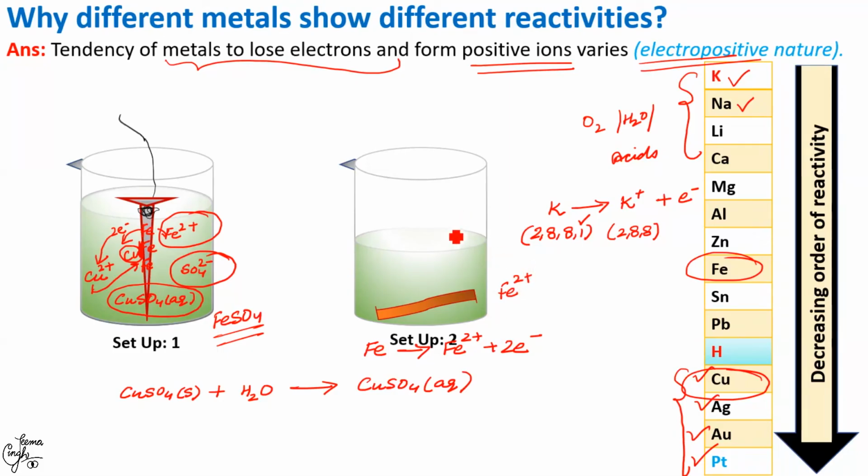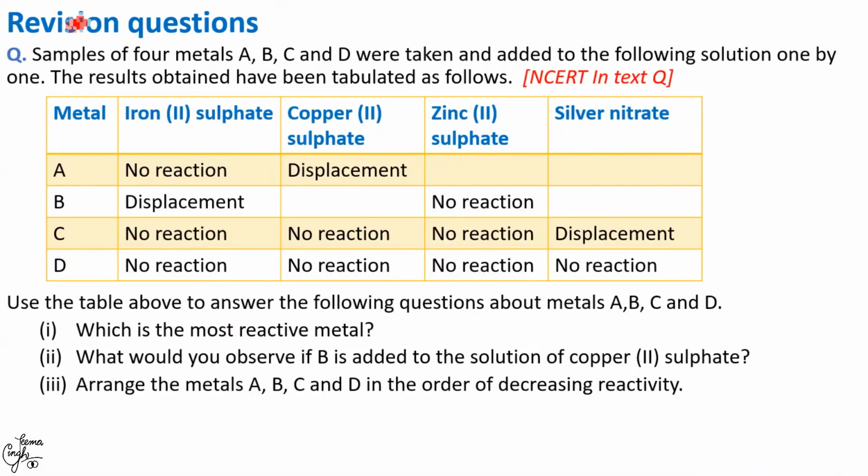Dear students, finally let us put to test what we have learned by answering the following questions. The question says: samples of 4 metals A, B, C and D. My dear students, don't get bogged down or worried by simply looking at the length of the question. This question is pretty simple, and if you are able to solve this question, it means whatever I have taught you in this video is absolutely clear to you. Coming back to the question, samples of 4 metals A, B, C and D were taken and added to the following solutions one by one.